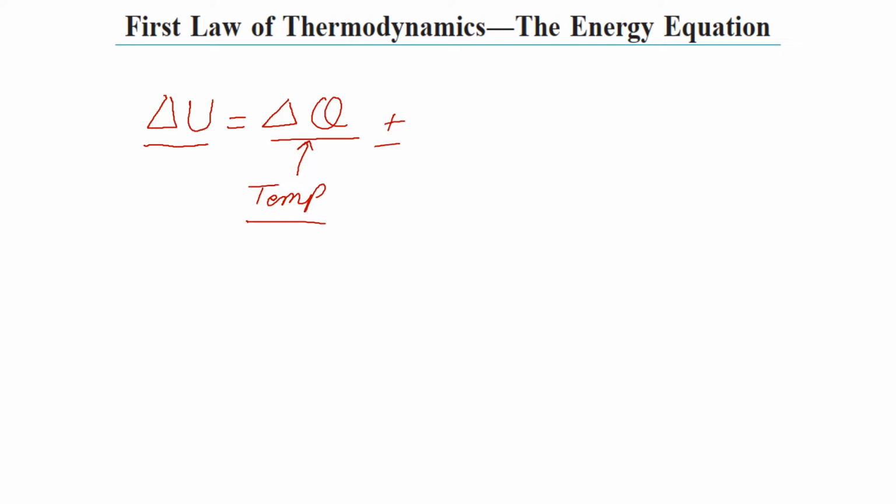plus or minus the work done. That is the work that is done by the system, or the work done on the system. So it can be either plus or it can be minus. We'll get back to the plus minus sign in a little while.